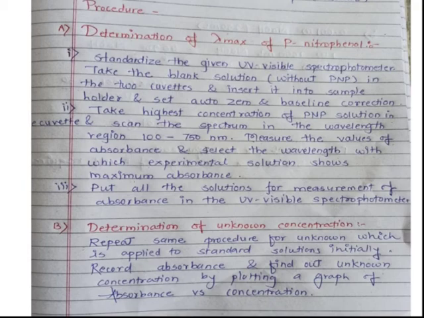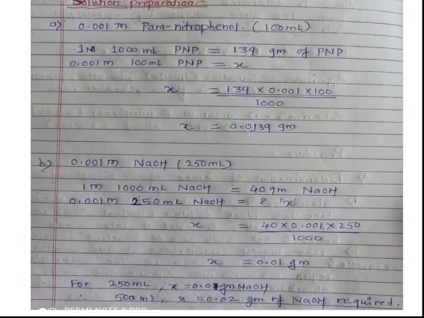For determination of unknown concentration, repeat the same procedure as above, which is used for the standard solutions. Record absorbance and find out the unknown concentration by plotting a graph of absorbance versus concentration.